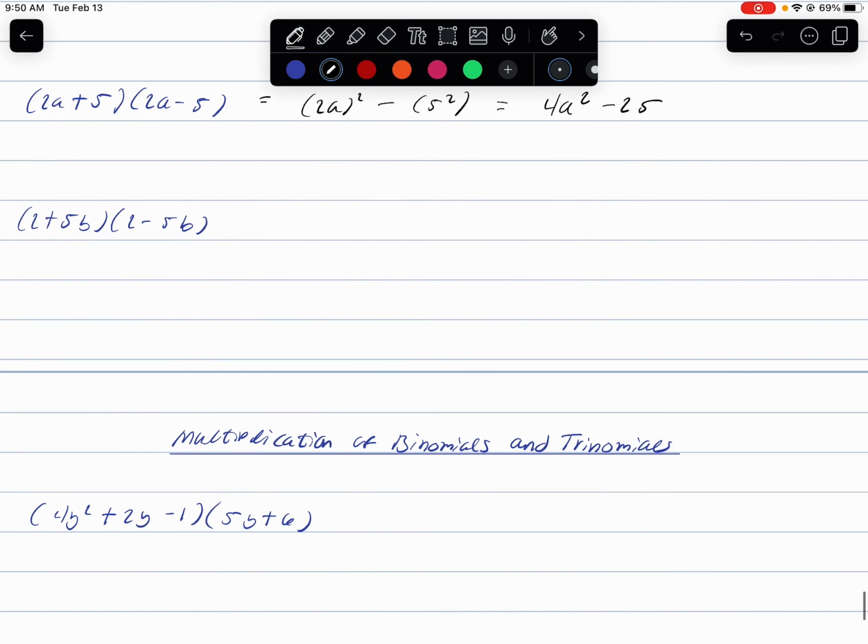All right, then we have 2 plus 5b times 2 minus 5b. Here our a term is 2, and our b term is 5b. So we will have 2 squared minus 5b squared. 2 squared is 4, and then 5b squared, we can distribute the squared here to the b and to the 5. So we get 25b squared.